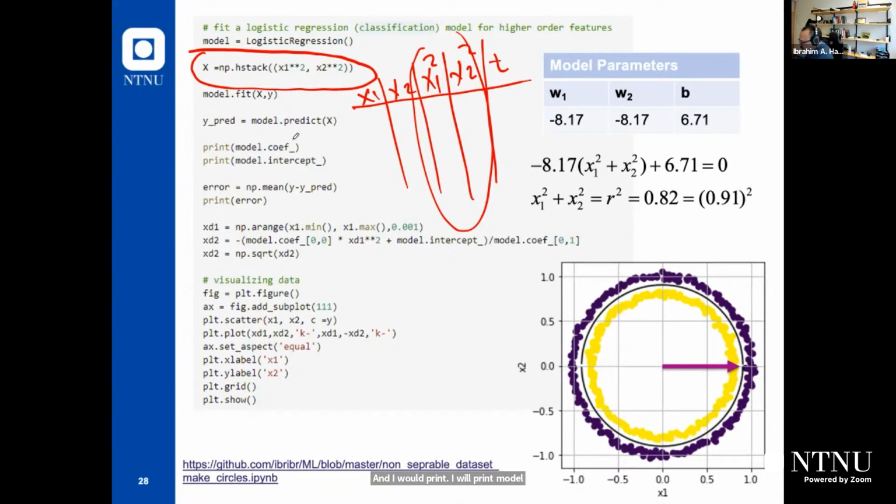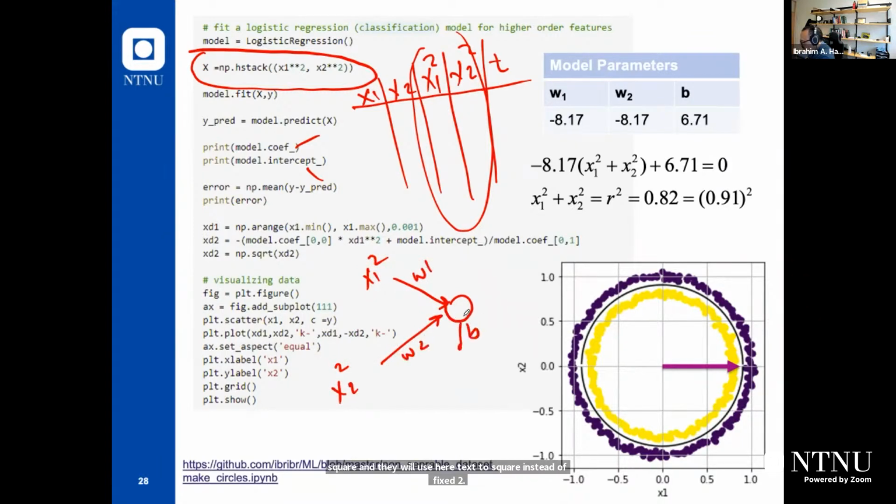So those coefficient and intercept will be for x1 square and x2 square. So I will plot my model here. So my perceptron will be like this one. I will use here x1 square, and I will use here x2 square instead of x2. We have here omega 1 and omega 2. We have here bias. So the decision line, in fact, will be omega 1 x1 square plus omega 2 x2 square plus b equals 0, right?